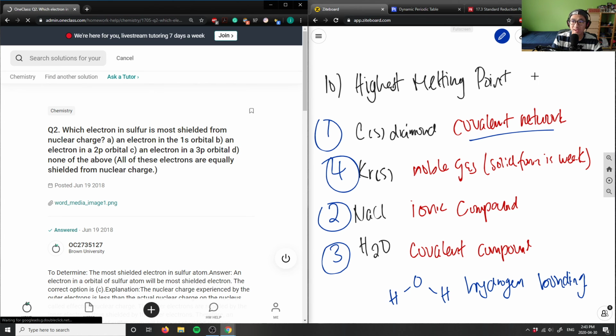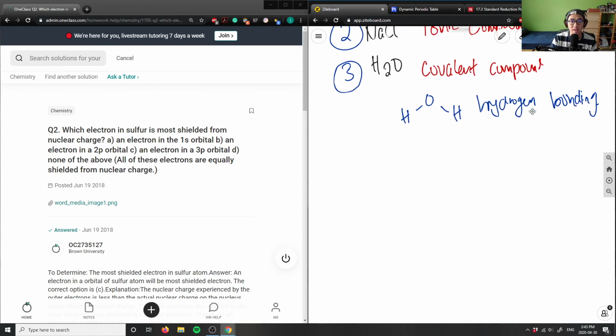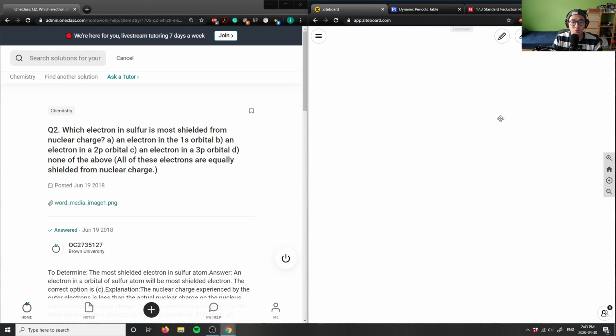And finally, my last question here for today is question 11. It says, which electron in sulfur is most shielded from nuclear charge? And then I have all of those questions here. So let me write this down here.